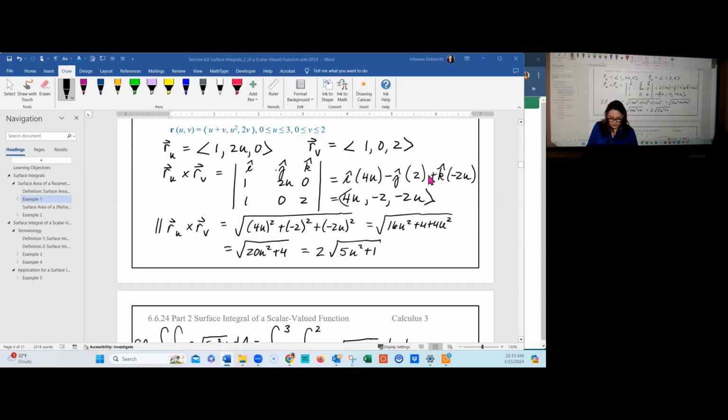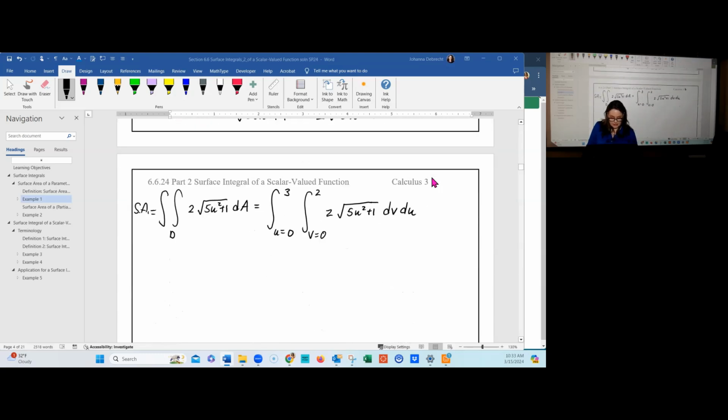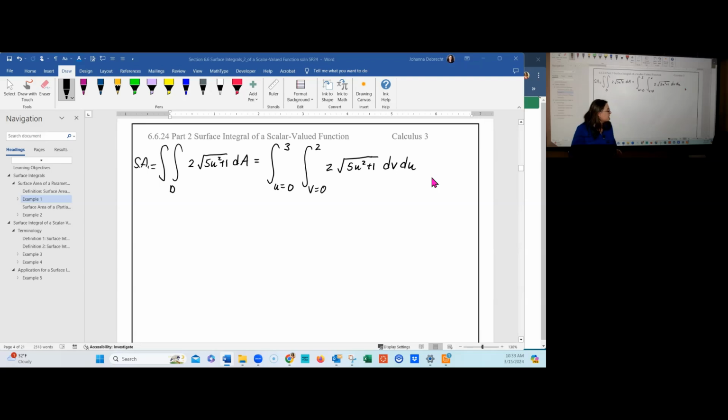The integral that you should have will look something like this. The surface area is equal to the integral over the parameter domain of 2 square root of 5u squared plus 1 with respect to the area. And I'm choosing to do v first, since it doesn't depend on v. I'm just going to get another constant of 2 multiplied by the current integrand. And then I will be able to integrate it with respect to u.